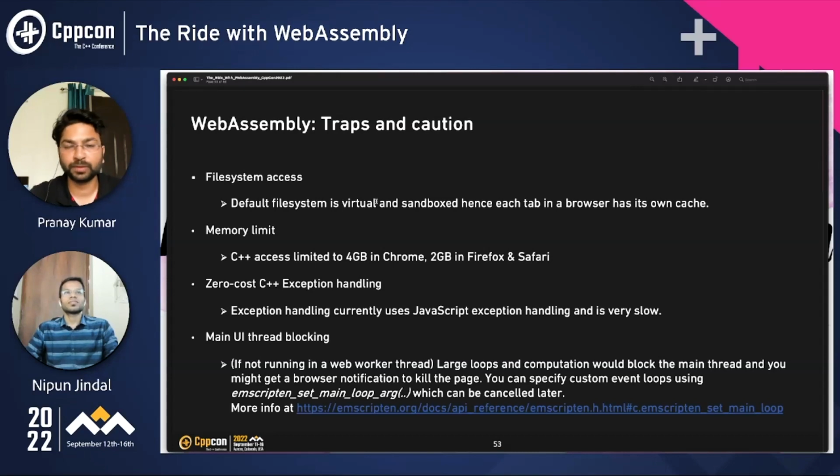Then there is the memory limit. By default, Chrome has a 4 GB limit, and in Firefox and Safari, it's 2 GB. Then zero-cost exception handling is not there for JavaScript-based handling. Limited support for WASM-based exception handling is there, and that's already available in some of the browsers. Then your main UI thread shouldn't be blocked. If you are running large loops or computations, you might get a browser notification that it wants to kill the page. So you can specify a custom event loop using emscripten_set_main_loop, which can be cancelled later.